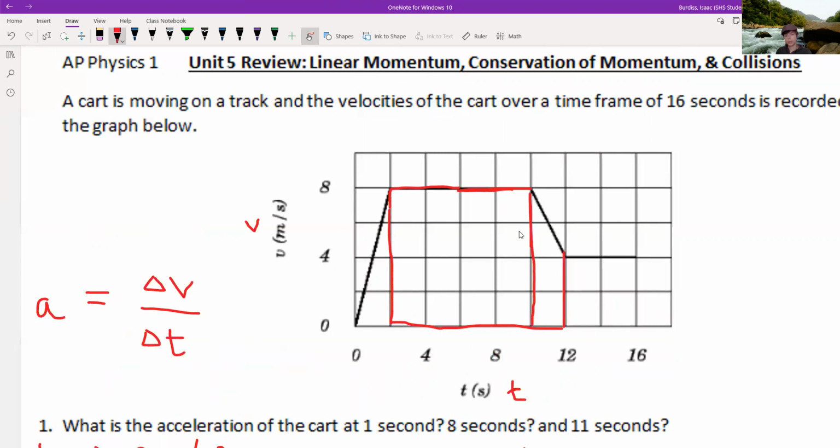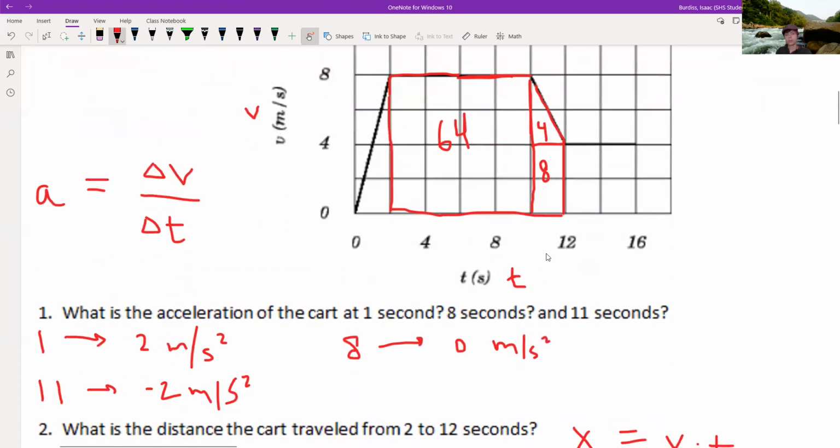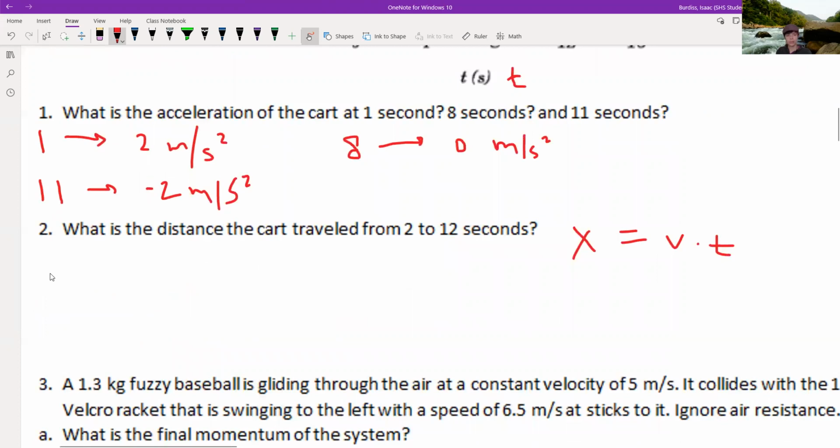All right. We can split into these 3 shapes. This one, that is 8 times 8, so 64. This is 2 times 4, which is 8. And this is 2 times 4, but divided by 2, so that's 4. 64 plus 4 plus 8 is 76 meters. All right, let me see what other ones we should do.